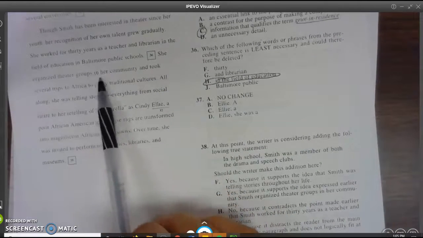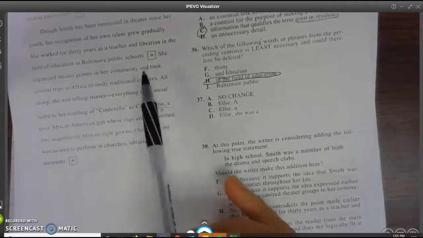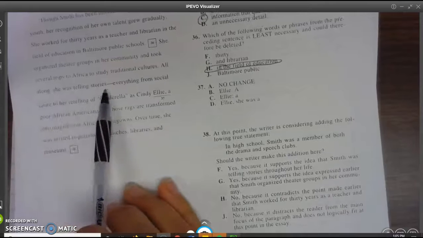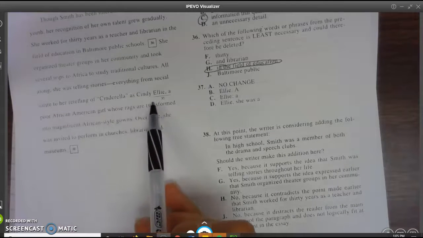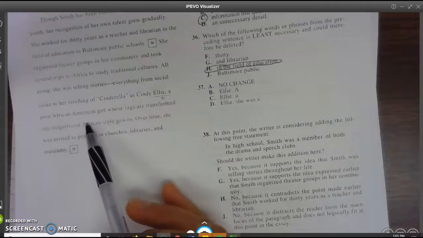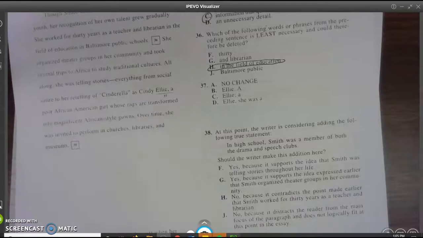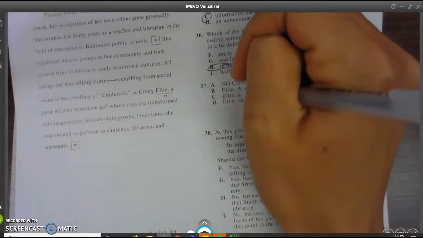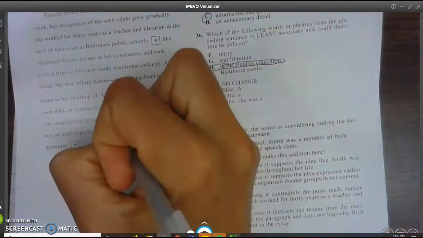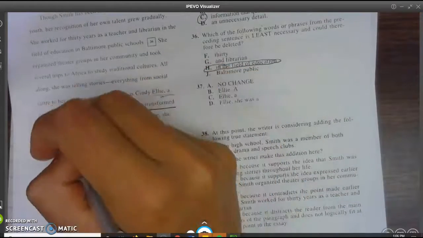Okay, she organized theater groups in her community and took several trips to Africa to study traditional cultures. All along, she was telling stories, everything from social satire to her retelling of Cinderella as Cindy Ellie, a poor African-American girl whose rags are transformed into magnificent African-style gowns. So, Cindy Ellie, period. No, because whose rags are transformed, this is not a complete sentence by itself.